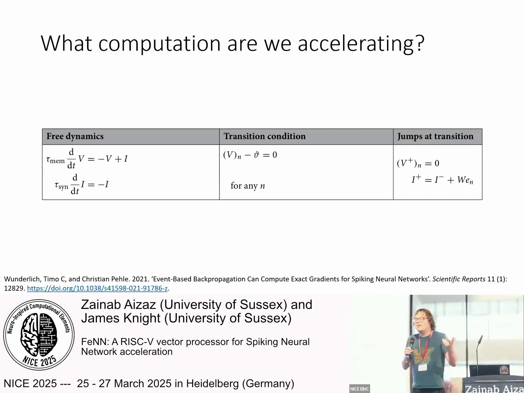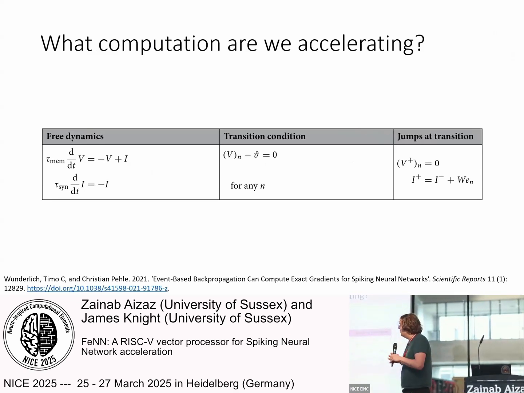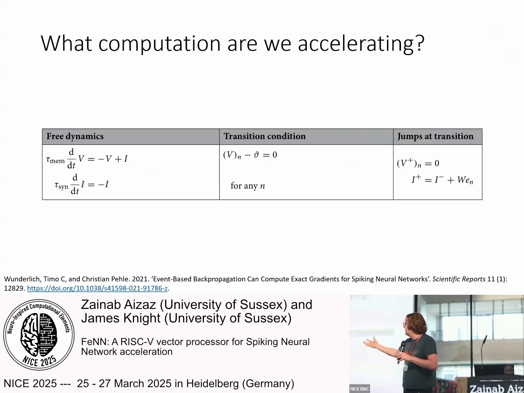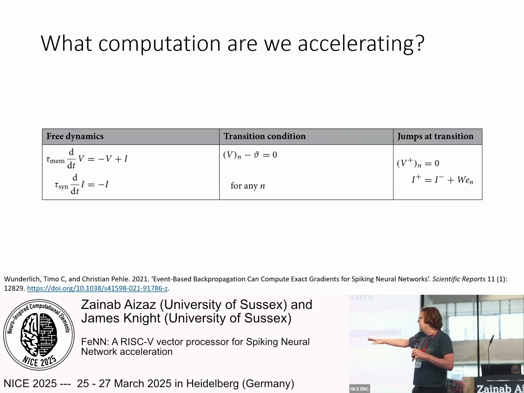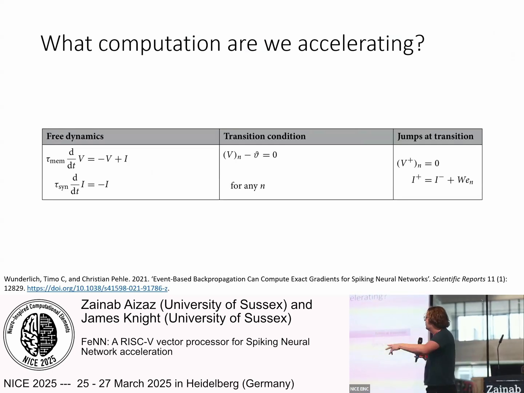And my PhD student Balazs did a great job of explaining this earlier. But spiky neural network computation is a hybrid system. So it's got two components. You've got some free dynamics, in this case, a leaky integrate-and-fire neuron. You've got two state variables with some kind of dynamics. These can be much more complex than this with a more complex neuron model, but you've still got these kind of continuous dynamics. And then there's some transition condition, which emits events.